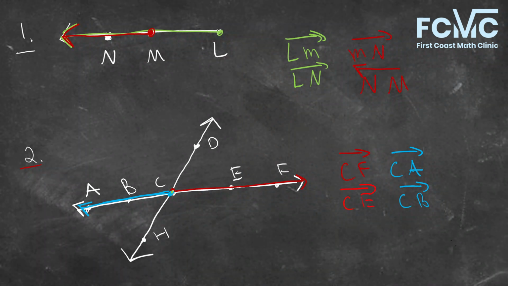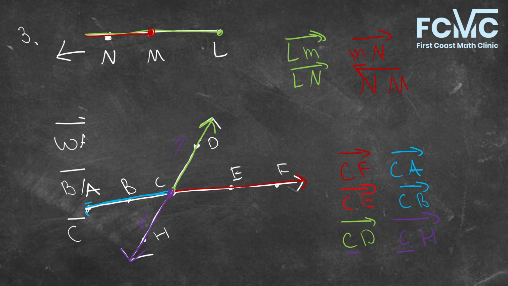Let's name another pair. So maybe if we go from C to D, all right, C is our endpoint. So if I do this in purple, our opposite ray is going to go from C to H. So we have a common endpoint, C and C, and we're headed in opposite directions, okay?